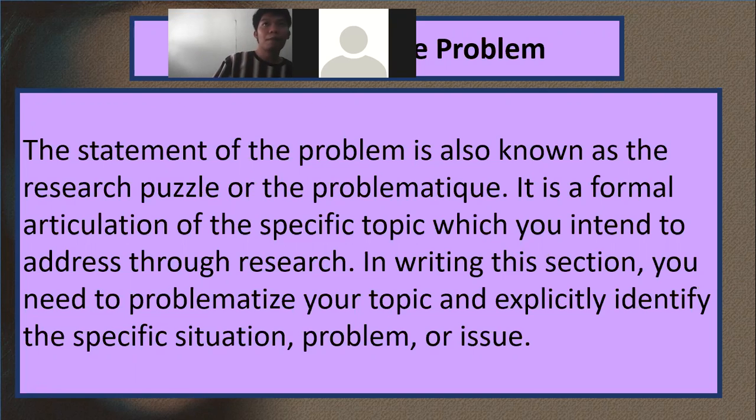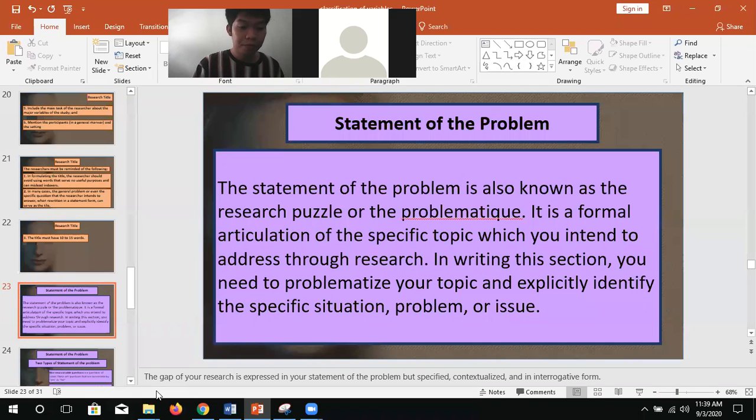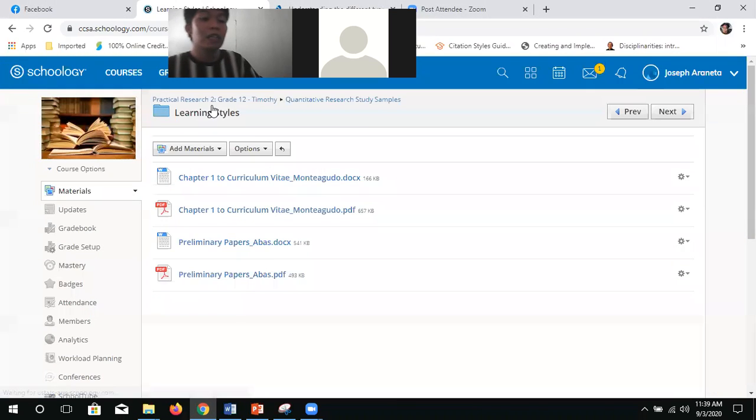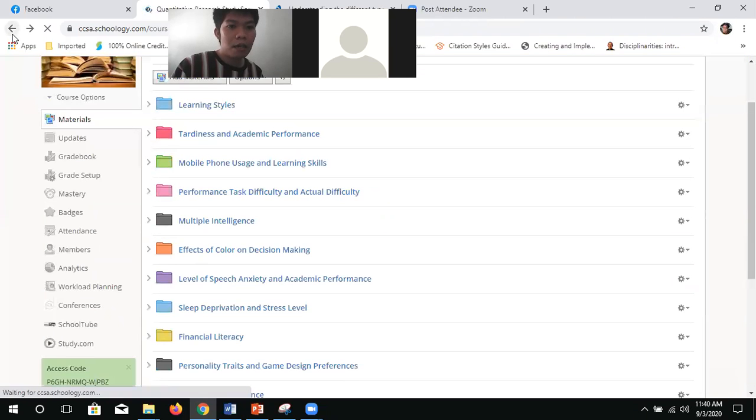The number of your SOP will depend on the variables of your research. I showed you sample studies earlier. For example, this one on learning styles only deals with one variable, meaning it only contains one SOP. But bivariate or polyvariate studies contain three or more statements of the problem.